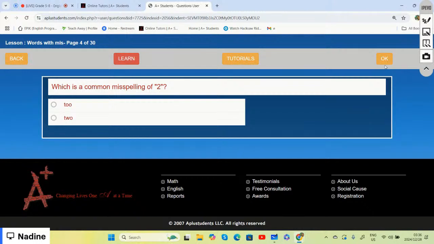Which is a common misspelling of the number 2? Is it option 1, "2," or option 2, "2"? It's how people usually misspell the number 2. Option 1 or option 2?